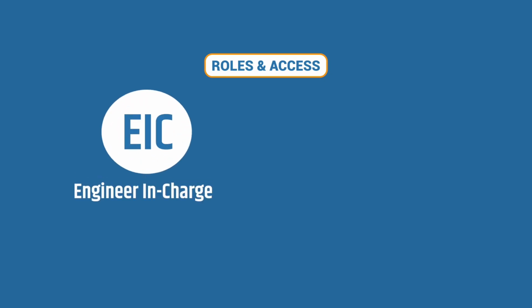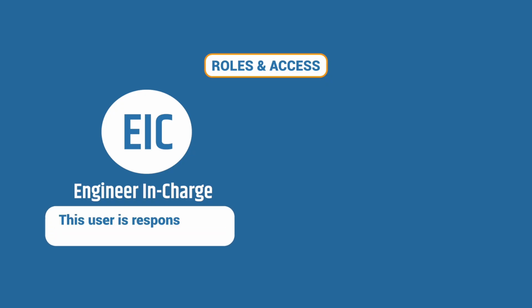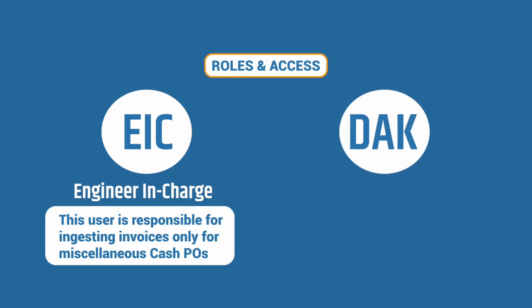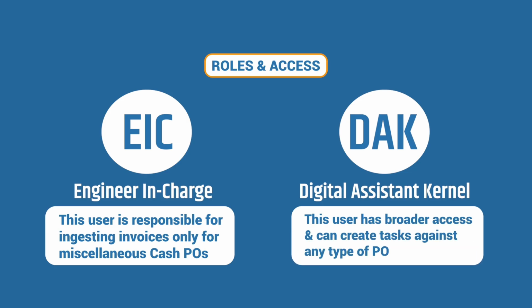EIC, Engineer in Charge. This user is responsible for ingesting invoices only for miscellaneous and cash POs. DAC, Digital Assistance Kernel. This user has broader access and can create tasks against any type of PO. There is no restriction on the PO category. DAC users are often support or outsourced personnel.